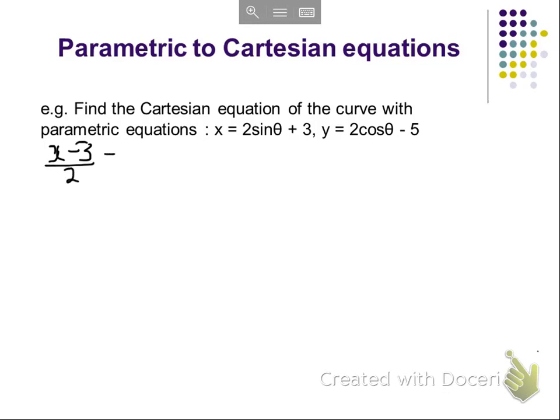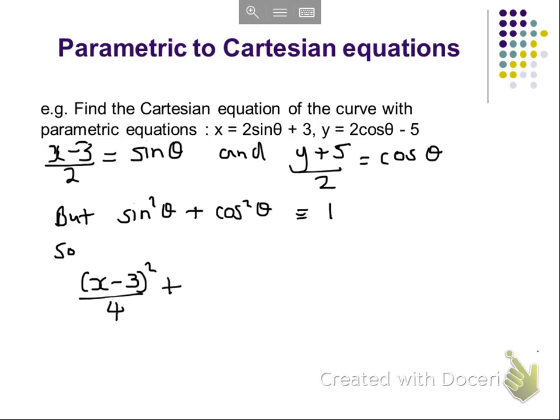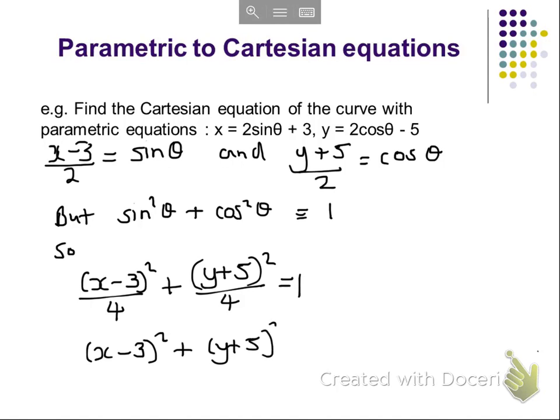So we can say that (x minus 3) over 2 equals sine theta and (y plus 5) over 2 is cos theta. Then using sine squared theta plus cos squared theta equals 1, I can say that (x minus 3) all squared over 4 plus (y plus 5) all squared over 4 must equal 1. So (x minus 3) all squared plus (y plus 5) all squared will equal 4.